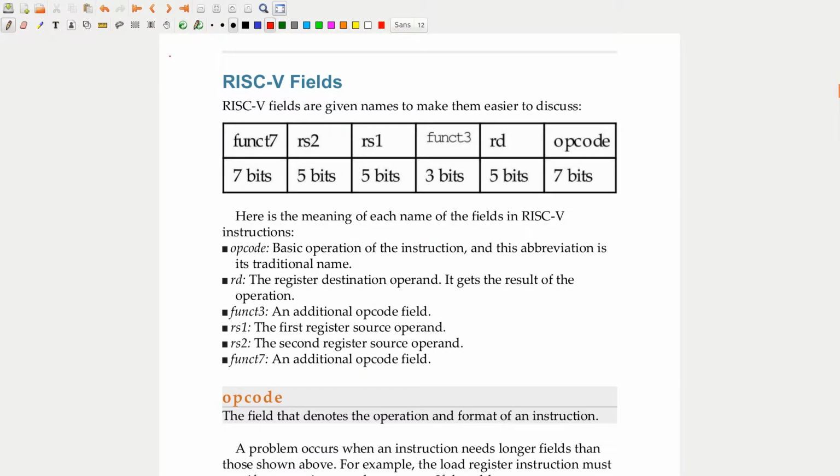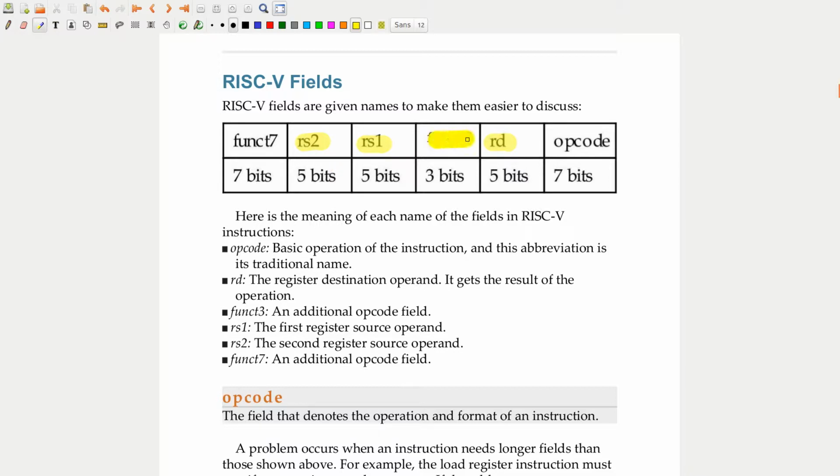Okay, so let's actually look at what the fields represent. Here are going to be our registers. RD just stands for register destination, or our destination register. RS1 and RS2 are going to be our 2 source registers. That's going to be our inputs to our mathematical operation.